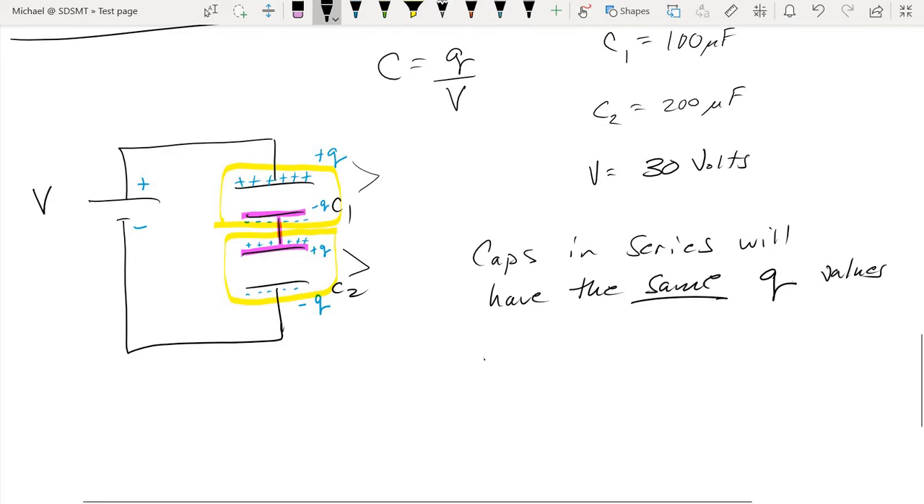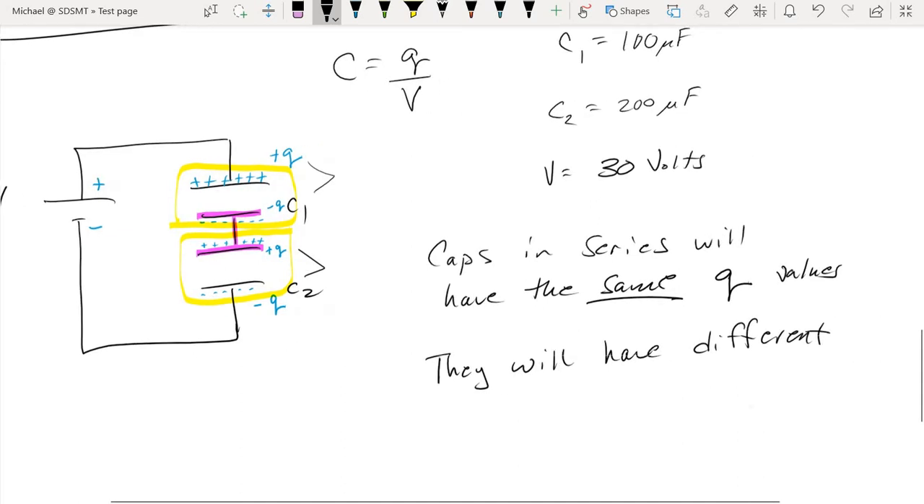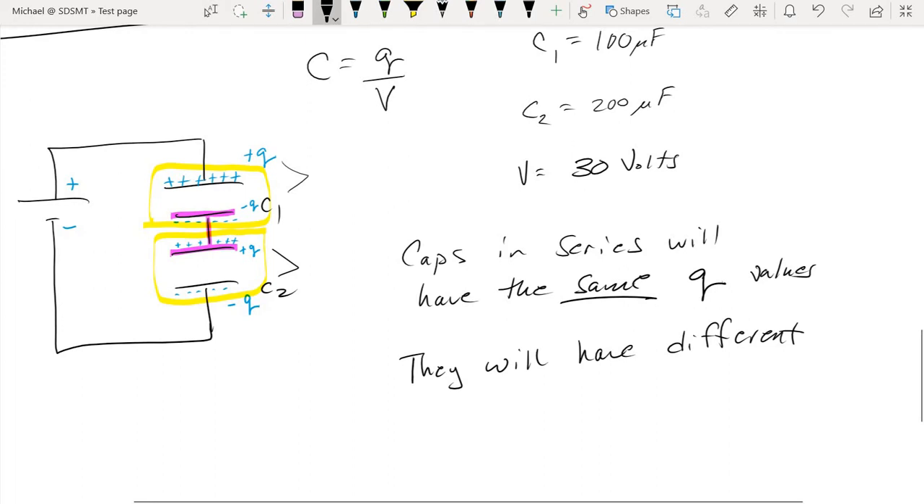But they will have different what? Well, we can already see that they're different values of capacitance. But if you have two capacitors of different values, but they both have the same charges, then the only outcome is that they have to have different potential values.